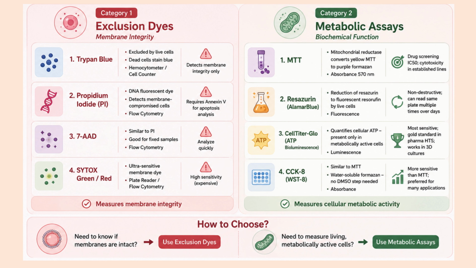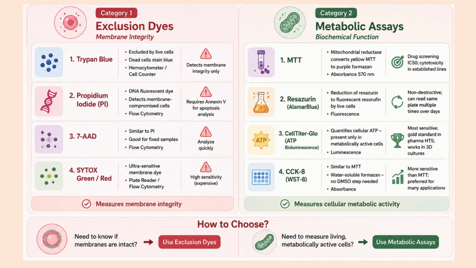Now let's look at the 2 major categories of cell viability assays. The first category is exclusion dyes, which measure membrane integrity. These include Trypan Blue, Propidium Iodide, 7-AAD, and SYTOX dyes. They identify cells with damaged membranes, making them useful for distinguishing live and dead cells. However, they mainly assess membrane integrity and may not detect early metabolic cell death.